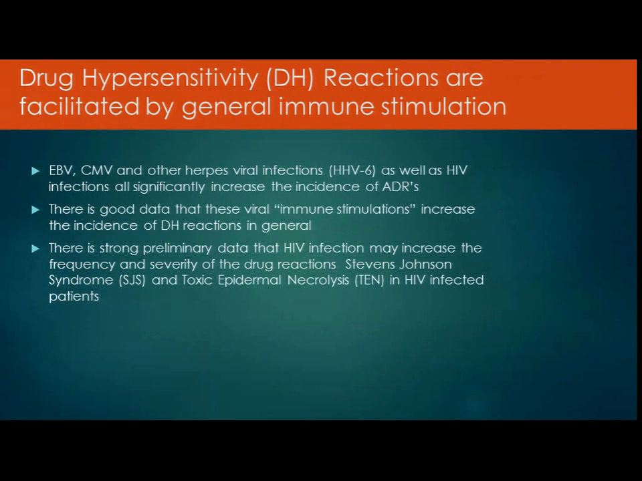So the question is, what's the general stimulation of the immune system and how does this reaction occur? Well, if you look at EBV, CMV, and other herpes viruses and HIV, there's significant increased incidence of adverse drug reactions in patients who have those diseases. And there's pretty good data that these viral infections just grossly stimulate the entire immune system at pretty much every level. And that HIV actually increases the frequency of severe drug reactions and increases in Stevens-Johnson and TEN. There's a significant increase in HIV patients versus the general population.